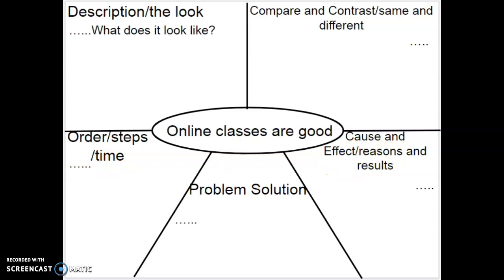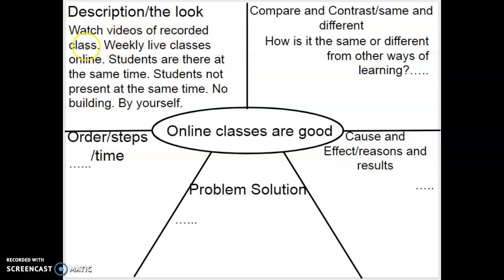So if we put a topic in the center, let's say online classes are good, what does it look like? So watch videos of recorded class, weekly live classes online, students are there at the same time, students not present at the same time, because different online classes are run in different ways, usually no building, and you're usually by yourself. So then we go to the next section.